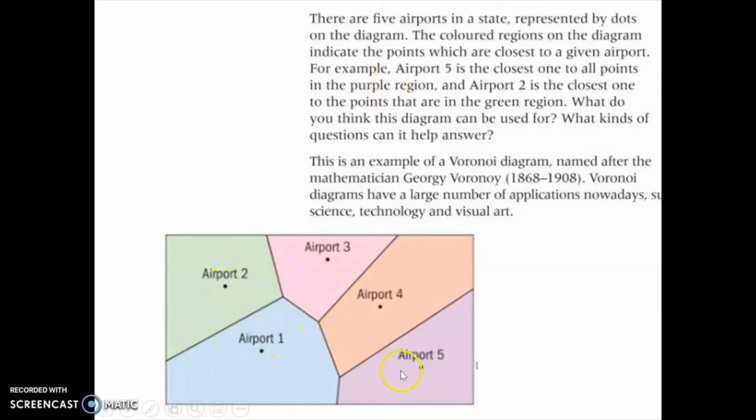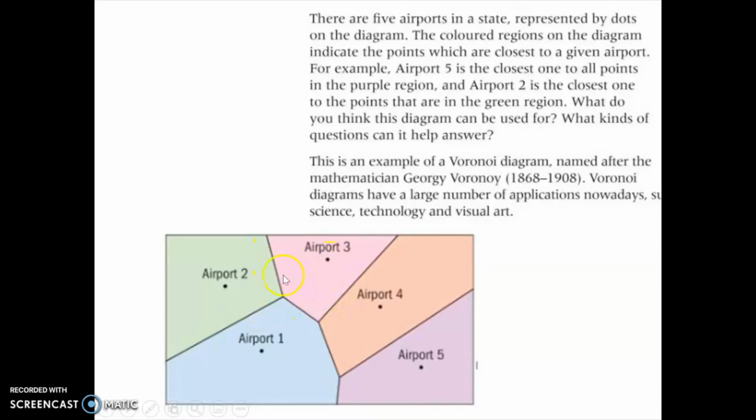For example, airport 5 is closest to all the points in the purple region. Airport 2 is closest to all the points in the green region. How do you think this kind of diagram would be useful? What kind of questions could it help us answer? All right, let me reiterate that again. In the blue zone, every location in the blue zone, if you asked where's the closest airport, it would be this airport. In the pink zone, the closest airport would be airport 3.